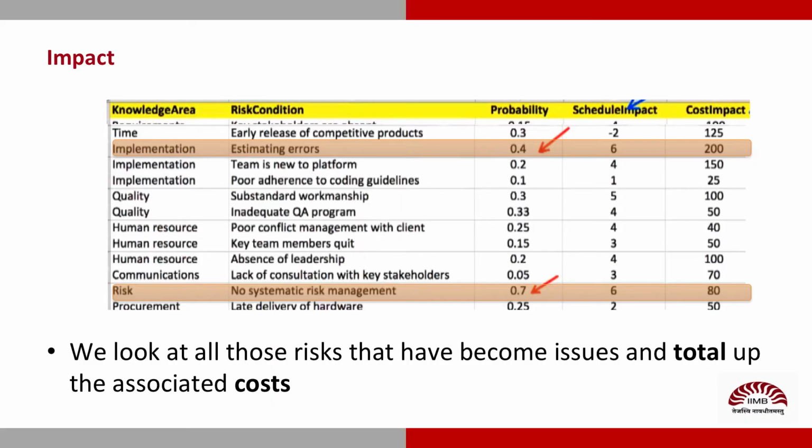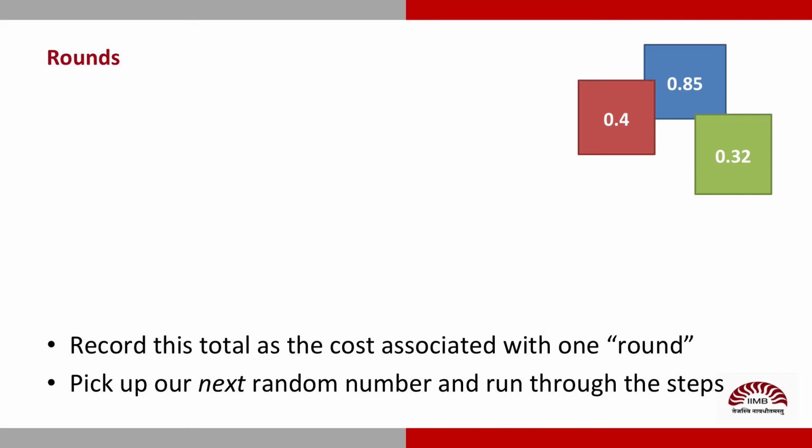When I have gone through all of the risks on this list, we will call it the end of one round of simulation. Next, we look at all of those risks that have become issues. I just pointed out two of them, and total up the costs that are associated with that in terms of schedule as well as in terms of the cost of the project. We will record these costs and then pick up our next random number. And go through it all? We need a computer. Yes, thank God we have it at our fingertips, literally.